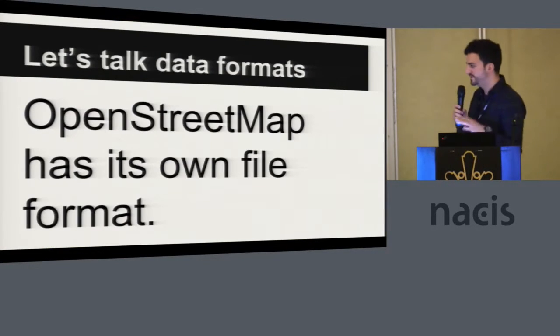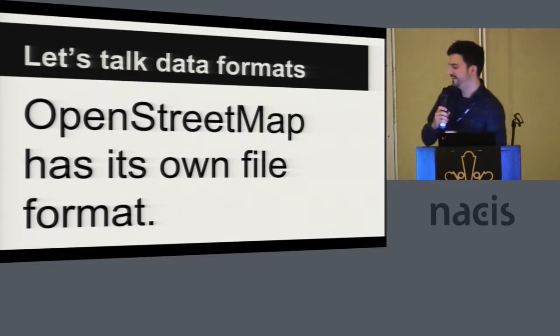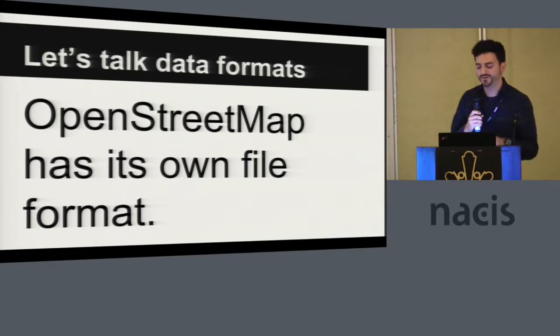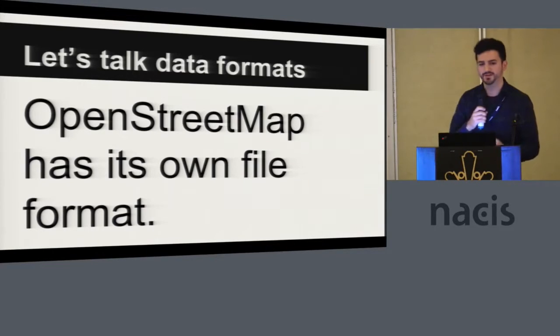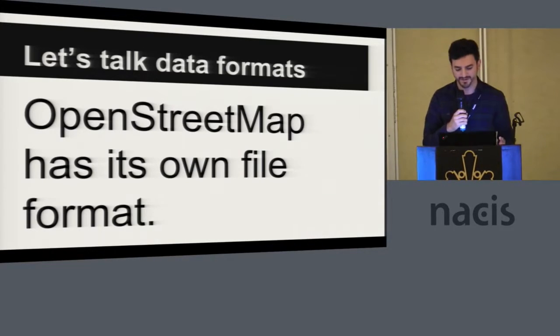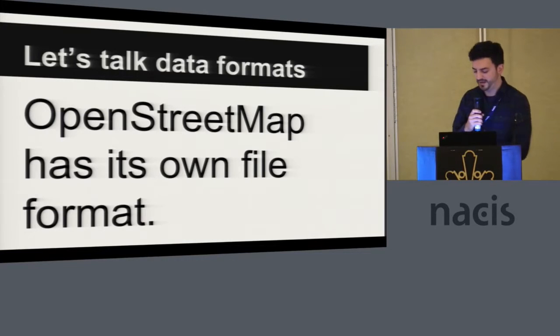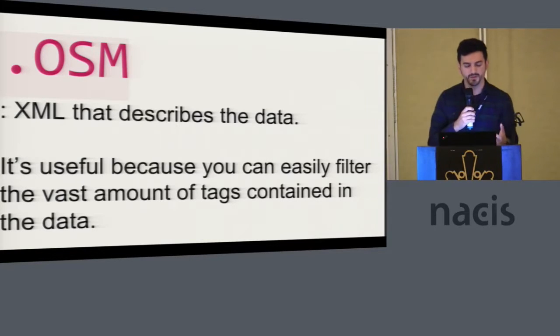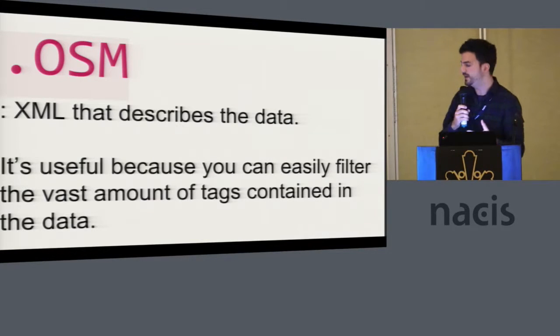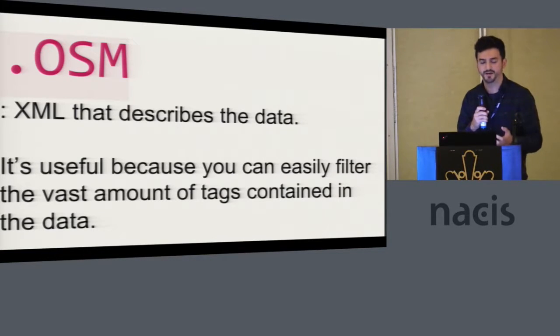So first off, an overview of the type of file format. OpenStreetMap has its own data format, which I know for a lot of GIS analysts, you're probably like, oh great, more data formats I have to know. I'm going to talk about those really quickly, but the really nice thing is that it uses XML. So .osm is the basic data format for OpenStreetMap data, and it's basically XML that describes the data.